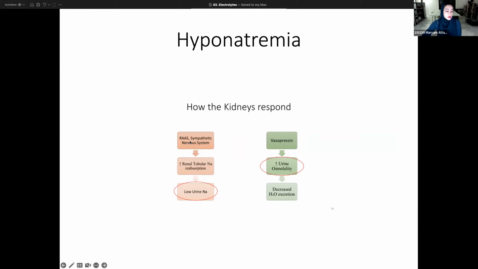In cases where your RAS and sympathetic nervous system are activated, you're going to expect low urinary sodium or low urine osmolality, because here you're absorbing more sodium. Okay, so I hope this makes sense for you guys. And again, if you have any questions, just feel free to let me know in the chat.